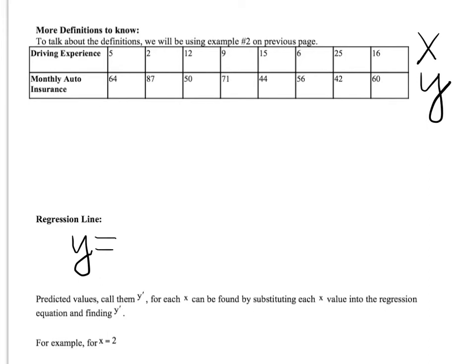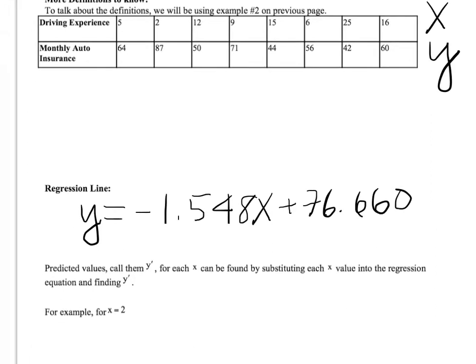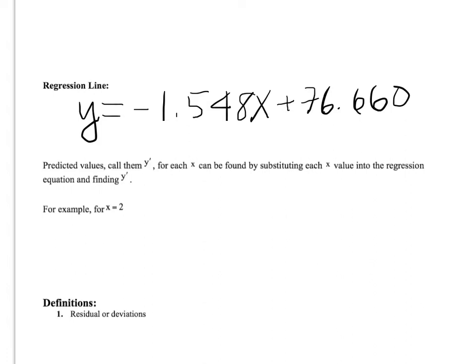And we have that our equation is negative 1.548x plus 76.660. Okay, so that's the first part, finding the regression line. And what we're going to have now is we're going to be looking at what we call the predicted values.